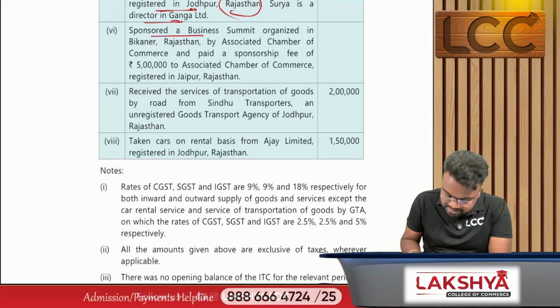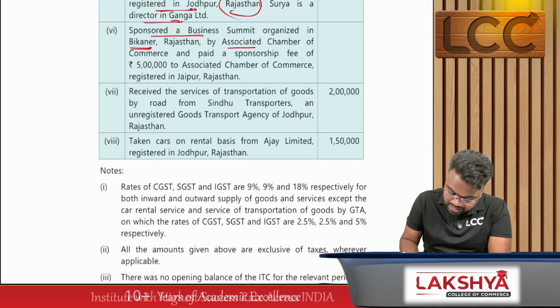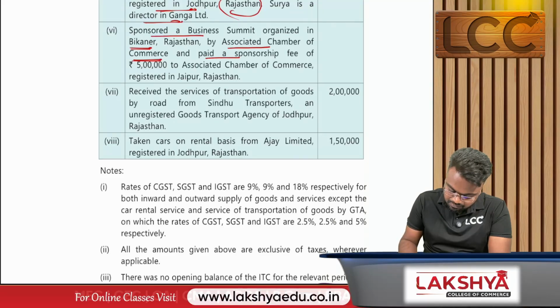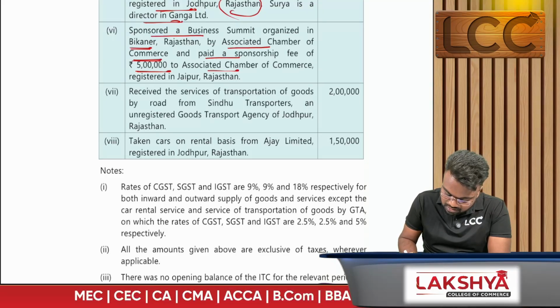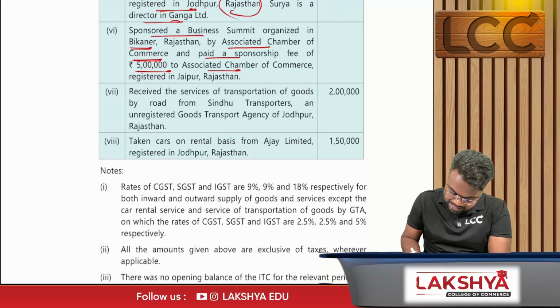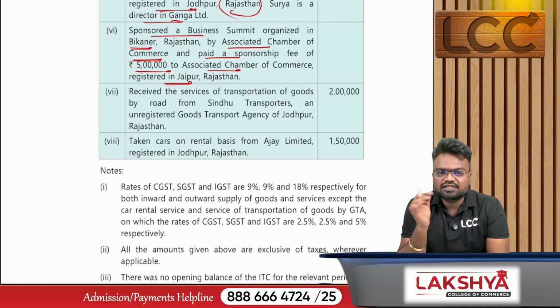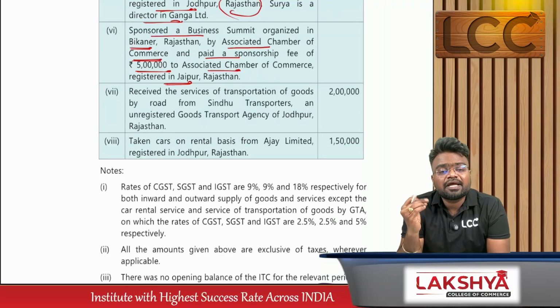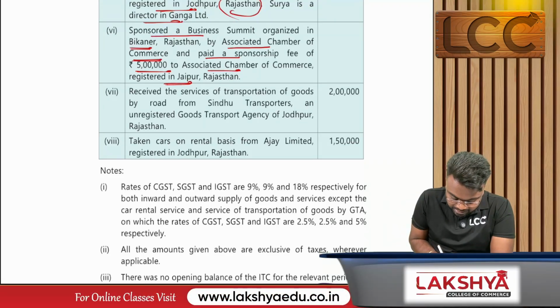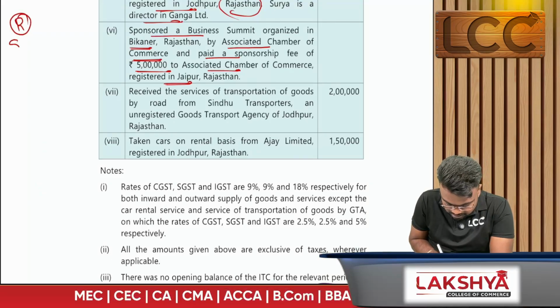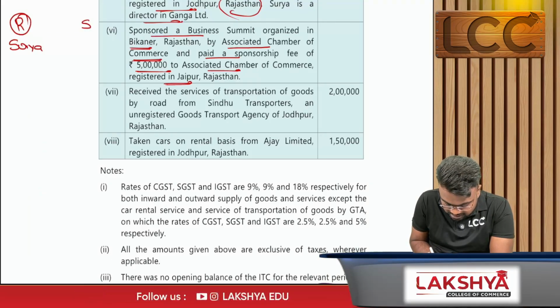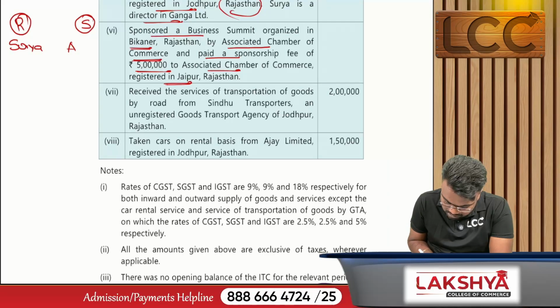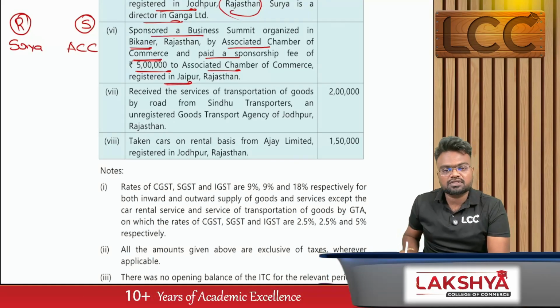Sponsored a business summit organized in Bikaner, Rajasthan by Associated Chamber of Commerce and paid a sponsorship fee of rupees 5 lakhs to Associated Chamber of Commerce registered in Jaipur, Rajasthan. So first tell me who is the supplier and who is the recipient. Here the money is paid by Surya. Hence Surya is recipient. And who is the supplier? Associated Chamber of Commerce.